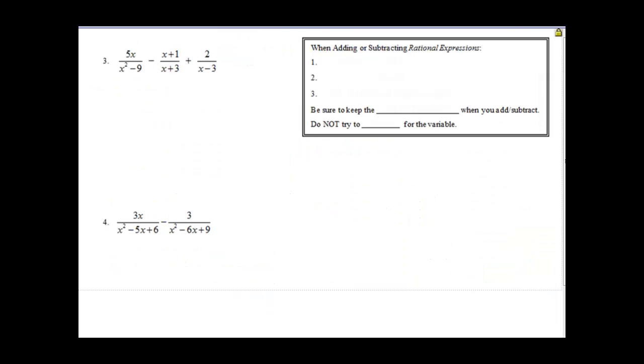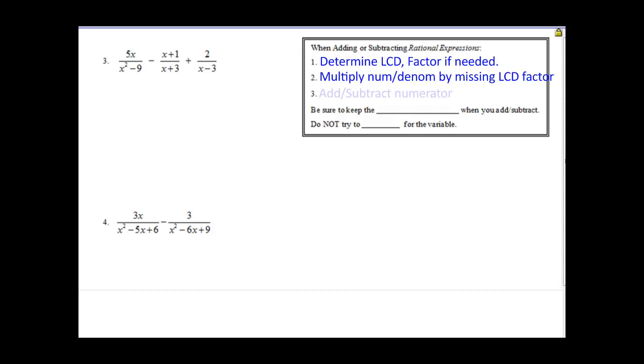So again, when adding or subtracting rational expressions, there are 3 steps. 1, make sure you determine the LCD, factor if needed. 2, we're going to multiply the numerator and denominator by the missing LCD factor. And 3, we then add and subtract the numerators and combine like terms. Be sure to keep the denominator when you add and subtract. Do not just automatically ditch it. And do not try to solve. You're not getting x equals. This is not an equal problem.